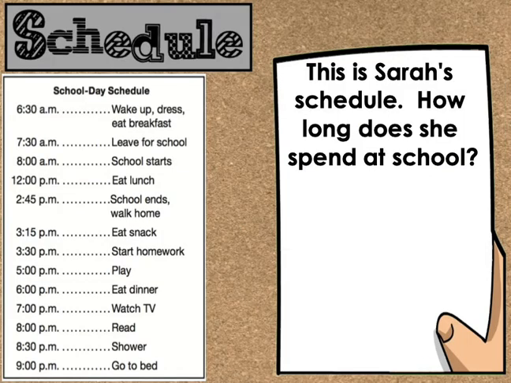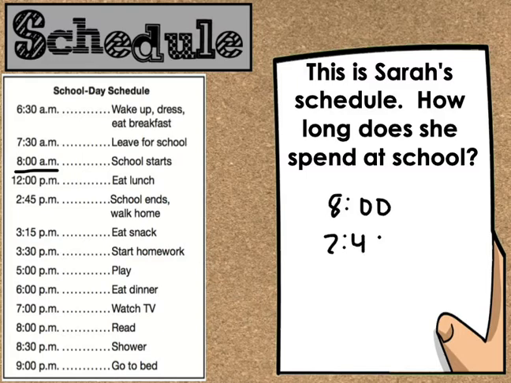Now, we can also use a schedule in order to find out information about something. So this is someone named Sarah's schedule. The first question it asks us is, how long does she spend at school? So we need to look at our schedule to find out when she arrives at school and when school ends. If we look at our table, we can see when she wakes up, when she leaves, and when school starts. So our first time that we need to pay attention to is 8 o'clock a.m. Then we're looking for when school ends, and school ends at 2:45 p.m.